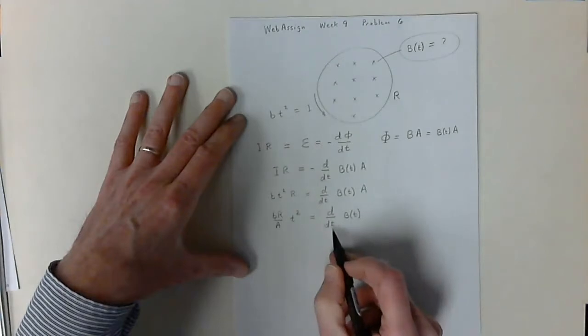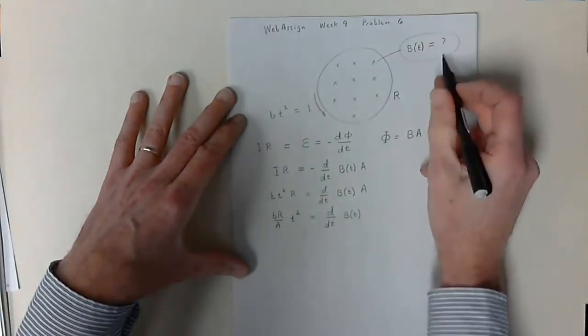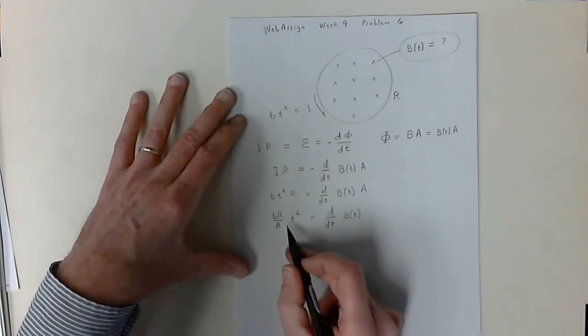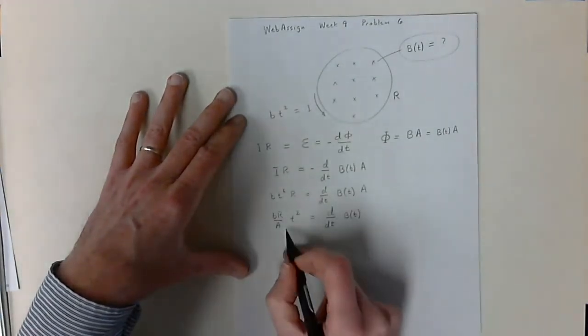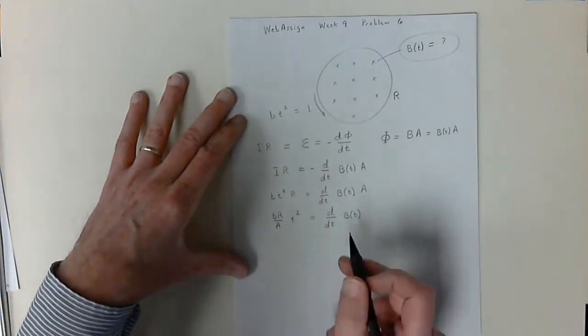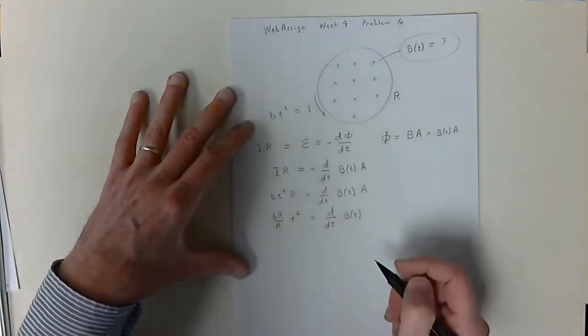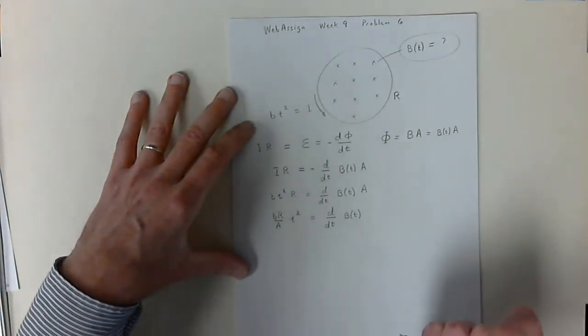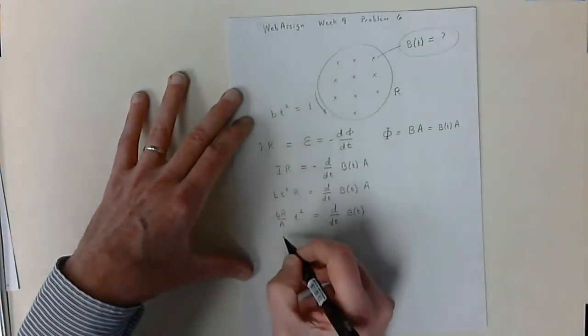So now we have the derivative with respect to time of this function we'd like to know, is equal to this. Well, if the derivative is known to be that, then how do we get this thing? How do we get B if we know what its derivative is? We have to invert the derivative. We have to integrate. So take the integral of both sides.